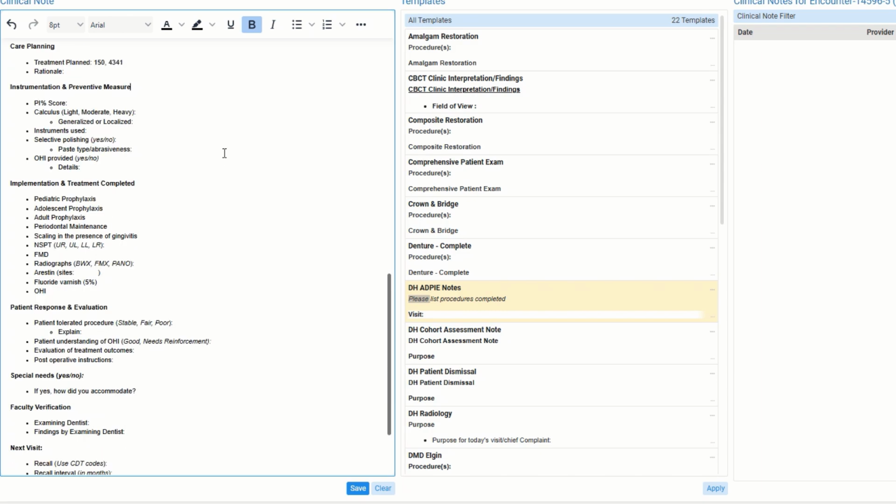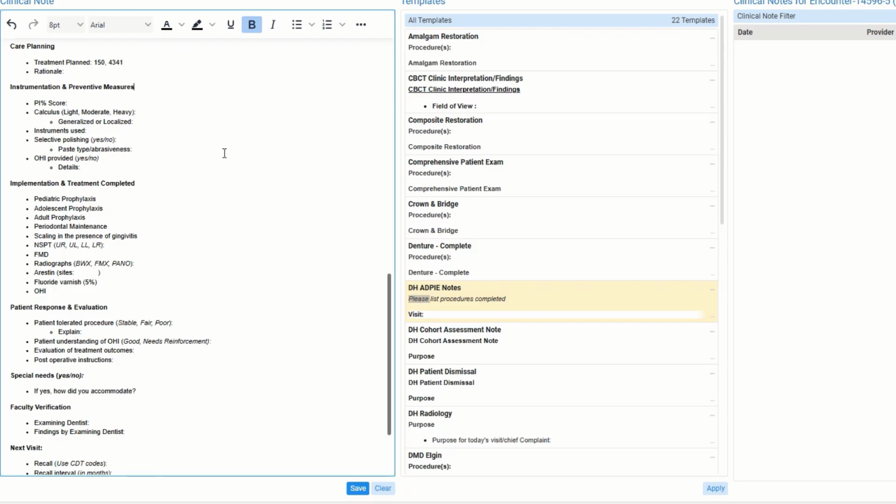So instrumentation and preventative measures, your PI score, you already know how to document that from your perio sheet. Overall, is the calculus slight, moderate, or heavy? Is it generalized or localized? What instruments did you use? Did you use the Cavitron? Did you use your hand instruments? Did you do polishing? Yes or no?